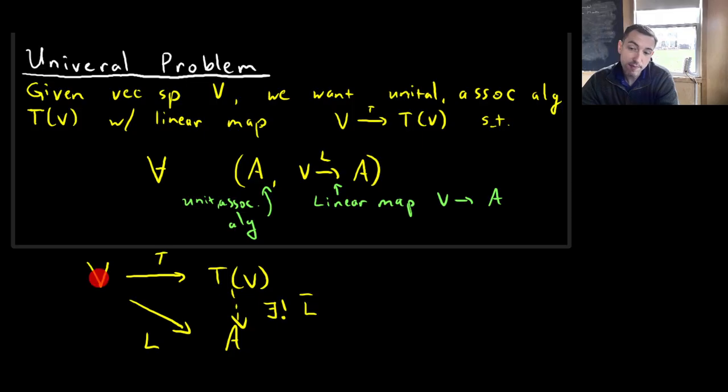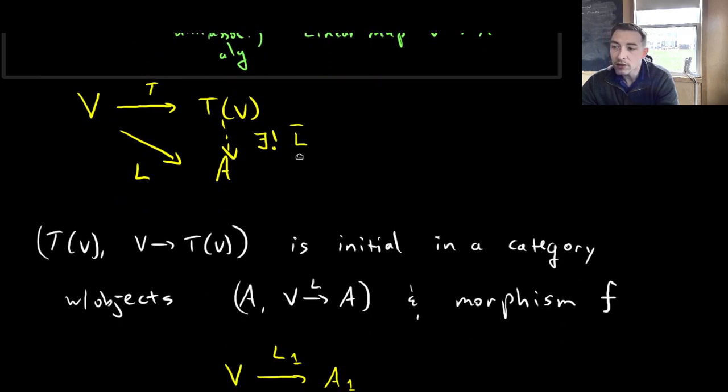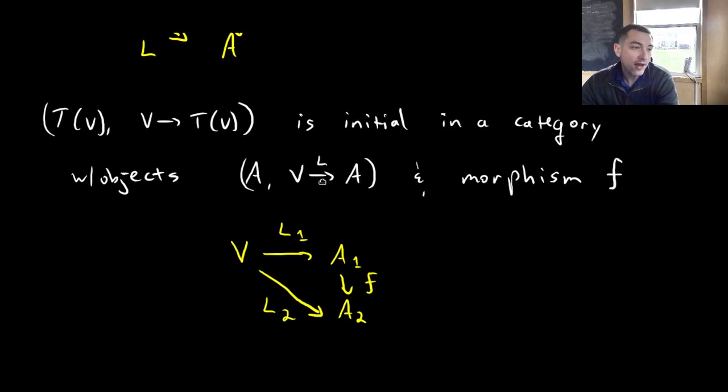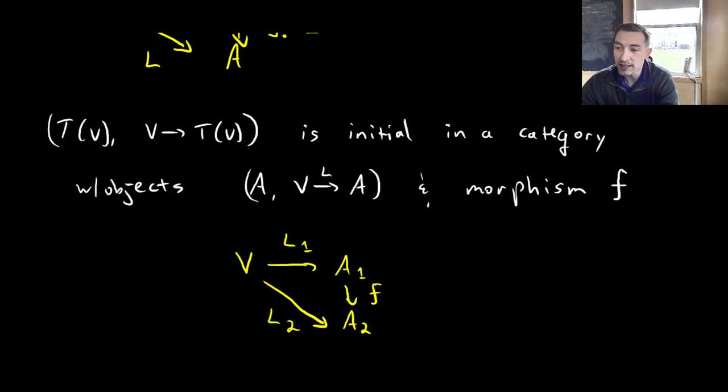So anytime we map from a vector space into some unital associative algebra with a linear map, we can always factor through the tensor algebra to get there. And that's what we're going to do in a few videos when we do the exterior or the Clifford algebra. Just to be clear, we end up having a category, and the tensor algebra ends up being initial in that category.